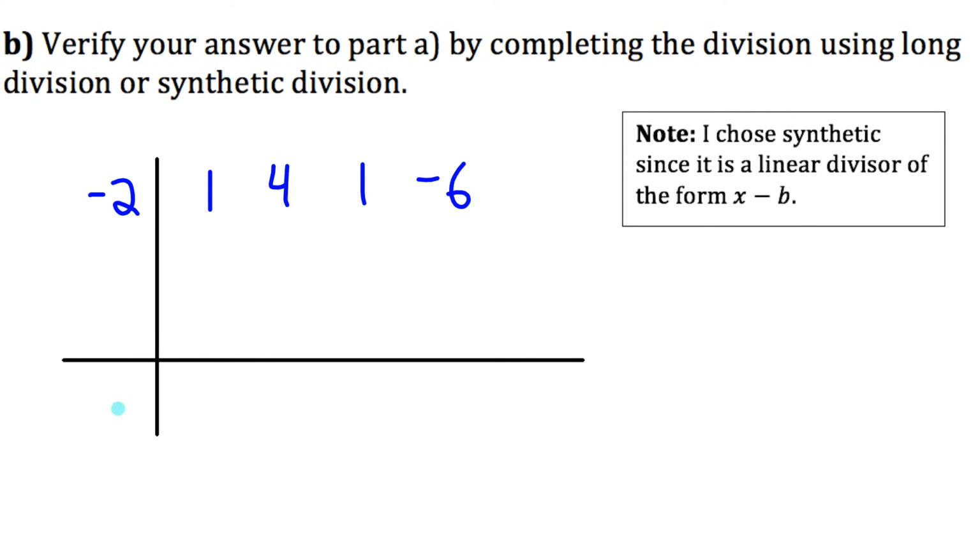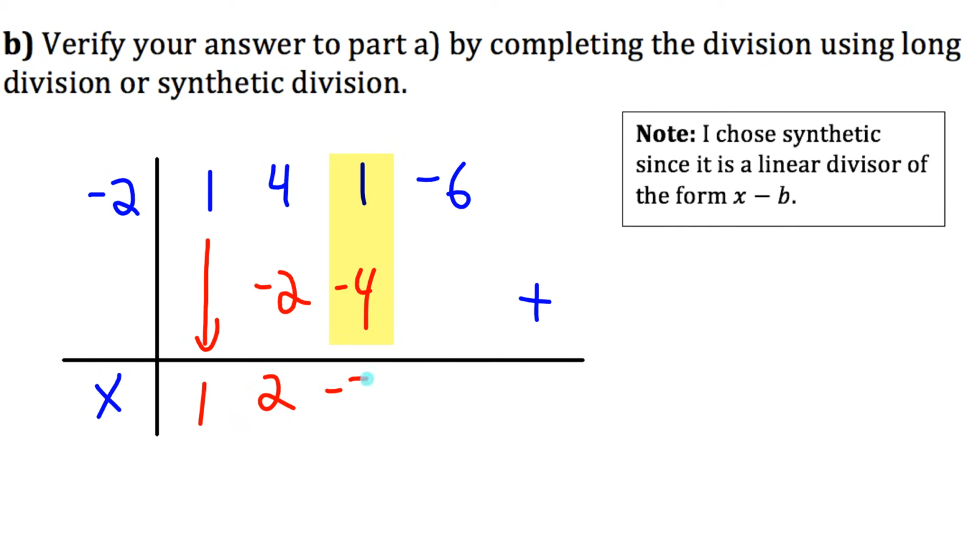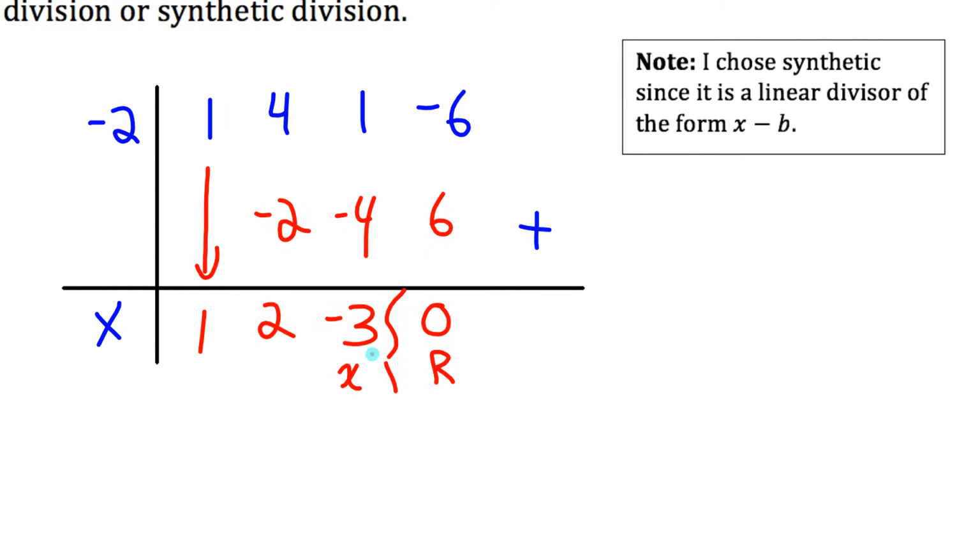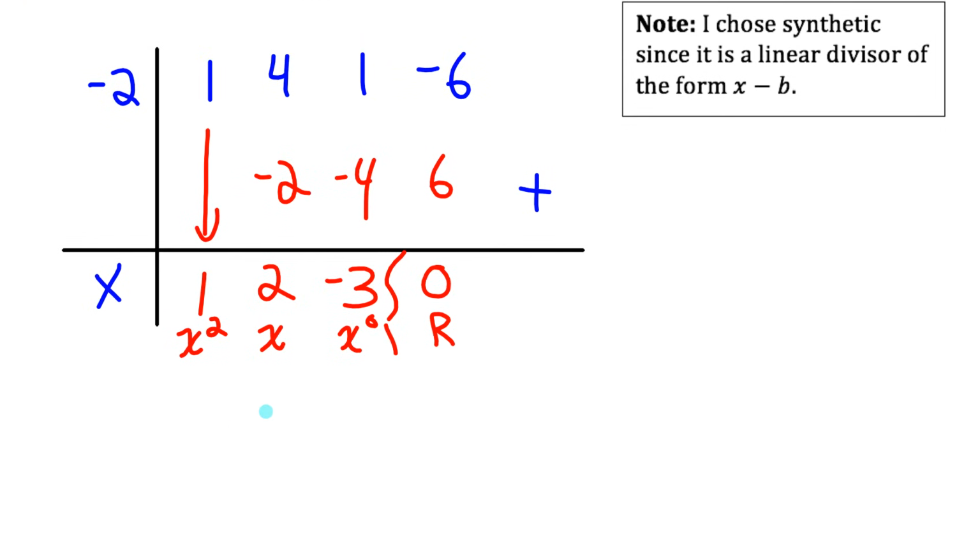And now I will do the synthetic division by bringing down the first term, multiplying it by the 0 of the divisor. -2 times 1 is -2. 4 plus -2 is 2. -2 times 2 is -4. 1 plus -4 is -3. -2 times -3 is 6. -6 plus 6, 0. So remember, this is the remainder. This is the x to the 0. This is x. This is x squared. So I just verified that yes, in fact, it does have a remainder of 0.